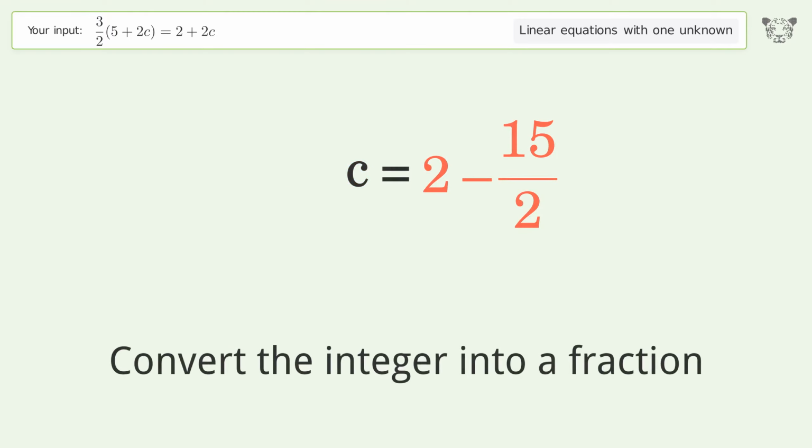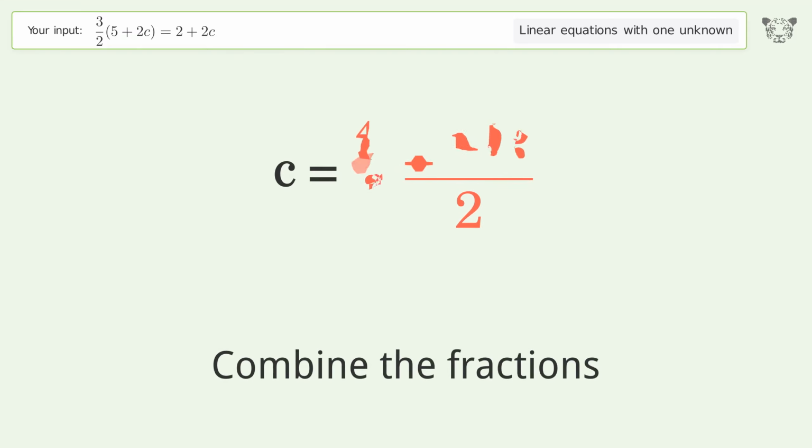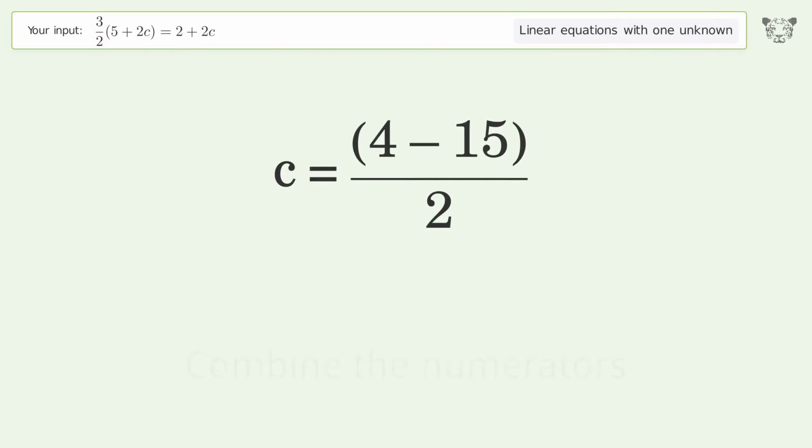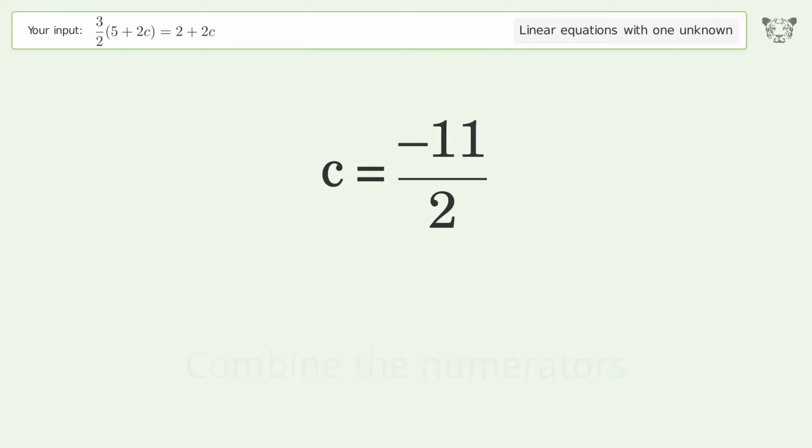Convert the integer into a fraction. Combine the fractions. Combine the numerators. And so the final result is c equals -11/2.